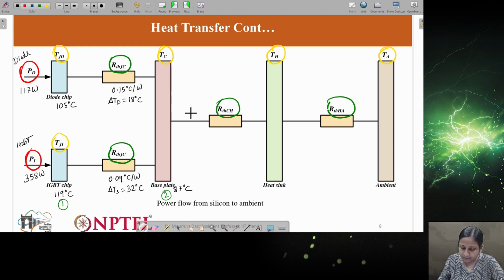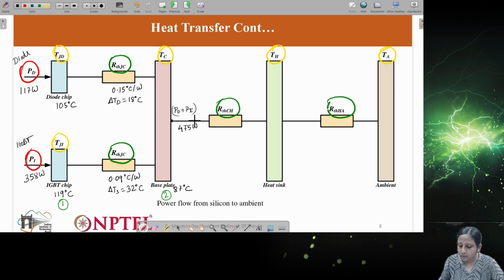Now after the base plate, you can see this point, both the points are connected to the same thermal resistance. That is why the heat flow from the diode and the heat flow from the IGBT, in terms of PD and PI, will be added at this particular point. This addition will be PD plus PI, which gives the heat flow as 475 watts.